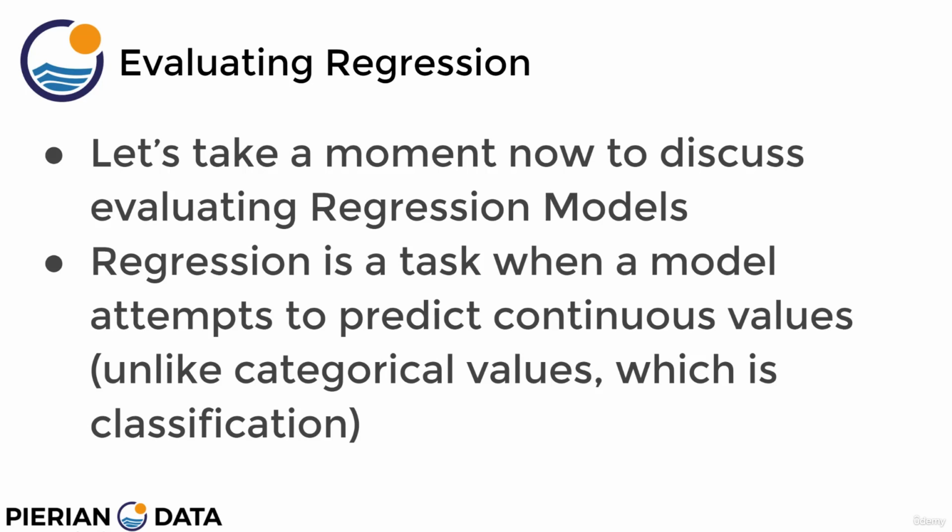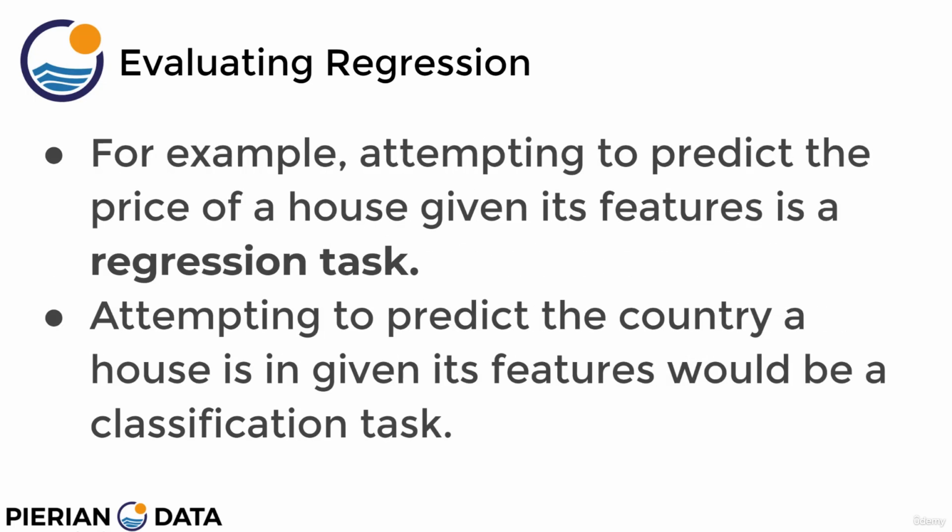And recall, a regression is a task when a model attempts to predict continuous values, unlike categorical values, which is a classification task. So for example, attempting to predict the price of a house given its feature set is a regression task. Attempting to predict the country a house is in, given its features, would be a classification task, since there's no true in-between values for two separate countries.